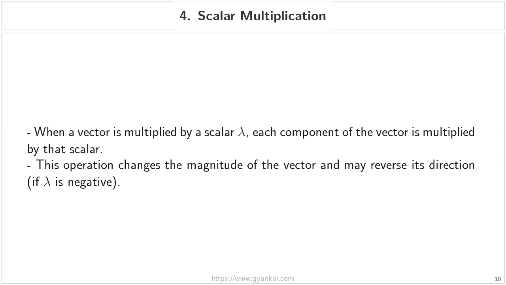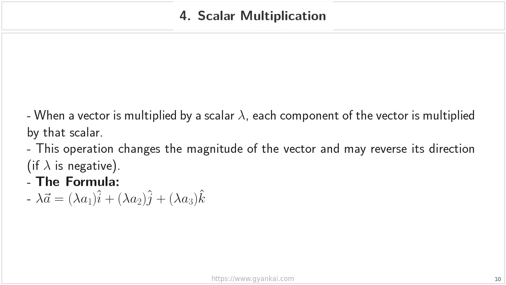Furthermore, pay close attention to the sign. If lambda is a negative number, it will not only change the size, but will also reverse the direction of the vector, pointing it in the exact opposite way. To put this into a mathematical formula, if we have a vector A with components a sub 1, a sub 2, and a sub 3, then lambda times vector A is equal to lambda times a sub 1 in the i direction, plus lambda times a sub 2 in the j direction, plus lambda times a sub 3 in the k direction.